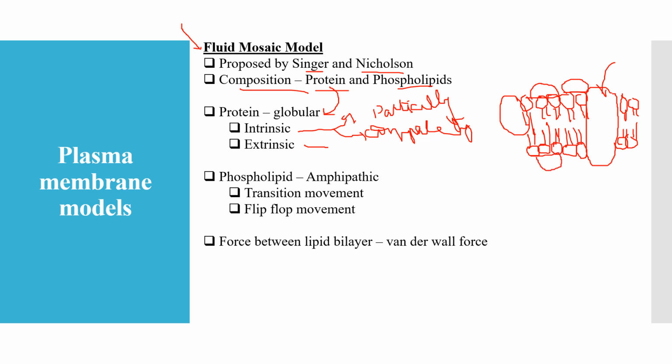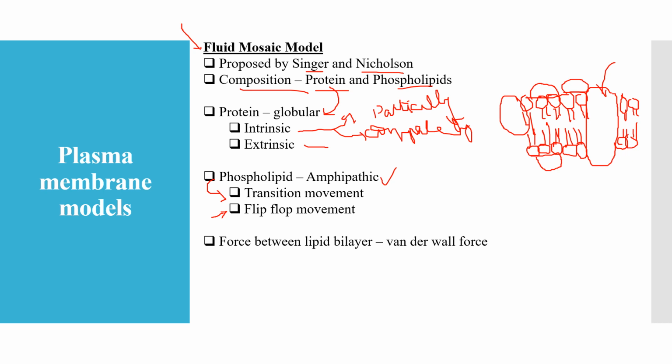Next is phospholipid. You know that in a phospholipid, a phosphate is attached to the lipid, and phospholipid is amphipathic, meaning both hydrophilic and hydrophobic regions are present. The phospholipid molecule shows two types of movement. Number one is transition movement, number two is flip-flop movement. In transition movement, the lipid molecules move within the same layer, and in flip-flop movement, the lipid molecules move between different layers.